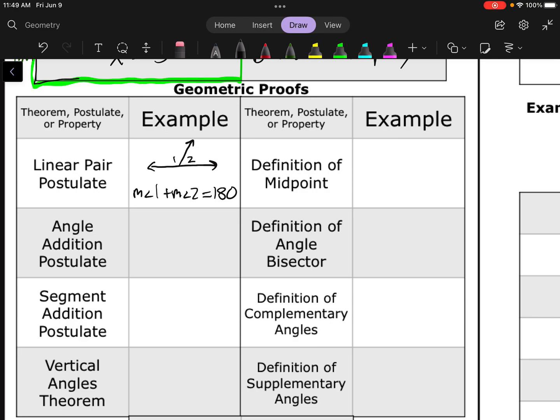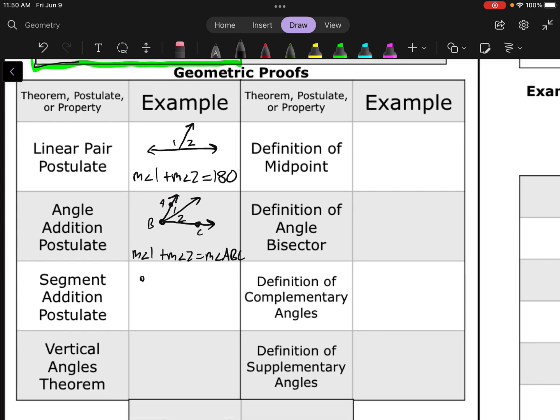Next up, we got the angle addition postulate. Now, the angle addition postulate says that if you've got two adjacent angles, so like angle 1 and angle 2 there, and maybe this big angle is angle ABC, then we could say that the measure of angle 1 plus the measure of angle 2 has to be equal to the measure of angle ABC. Those two smaller angles added together have to be equal to the big one.